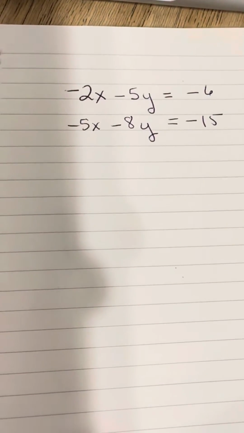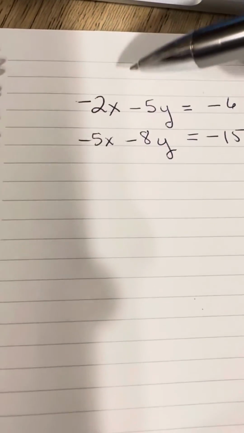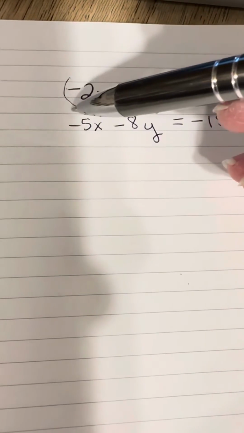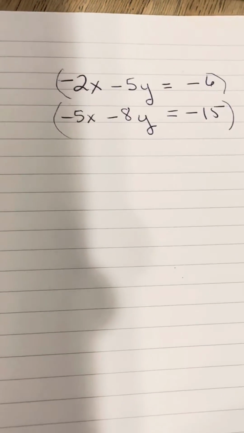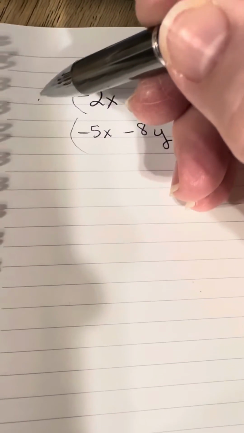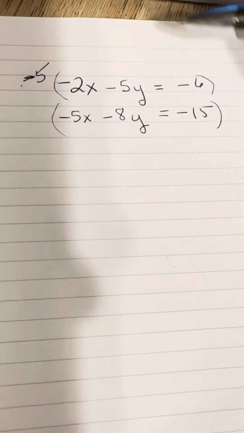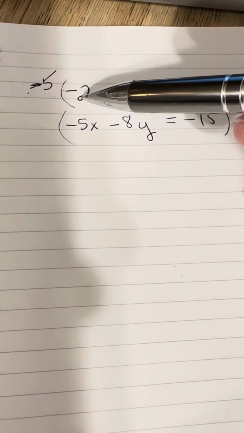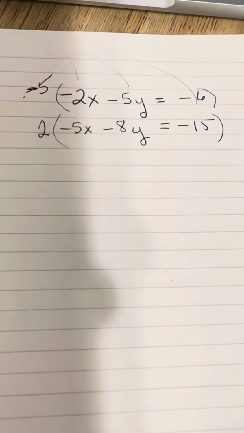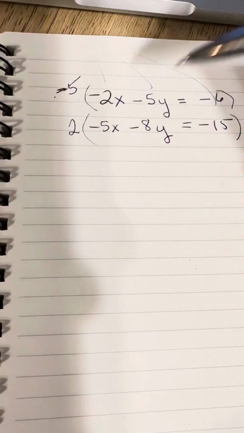So I like to keep my numbers as small as I can. So let's make this one 10 and this one 10 on the x. But one of them needs to be positive and one negative. So what I'm going to do is multiply this one by a negative 5 so that this becomes a positive 10. And I'm going to multiply this one by 2. And you have to multiply everything in the problem to make that happen.